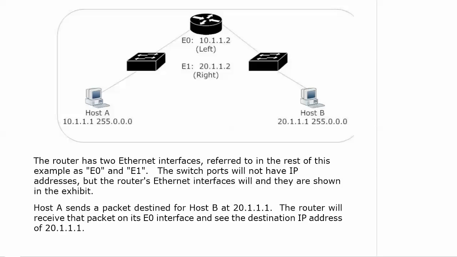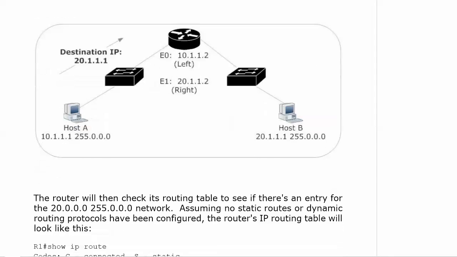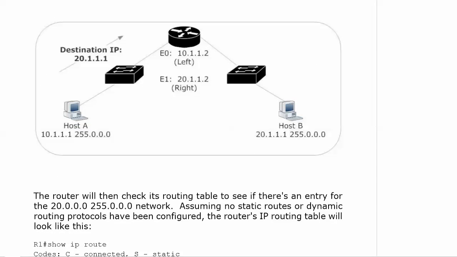Now, the router has two Ethernet interfaces. The switch ports are not going to have IP addresses that get involved in this, but the router Ethernet interfaces, of course, will. Now, host A at this point sends a packet destined for host B at 20.1.1.1. The router receives that packet on its Ethernet 0 interface as the default gateway and sees the destination IP address of 20.1.1.1. This is exactly what's happening. Packets are coming in on Ethernet 0.